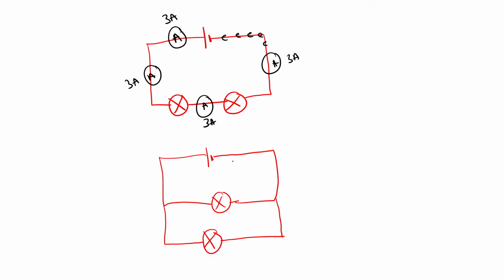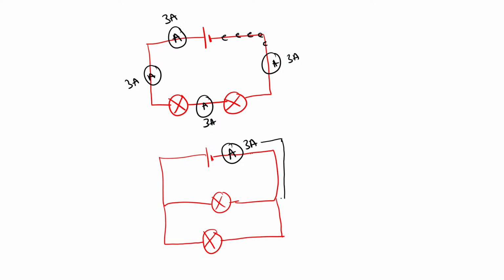Whereas if I've got my parallel circuit, then we start off and over here we've got our current of 3 amps, and the current is basically how many coulombs of charge are passing a point per second. So this means that every second 3 coulombs of charge go past.